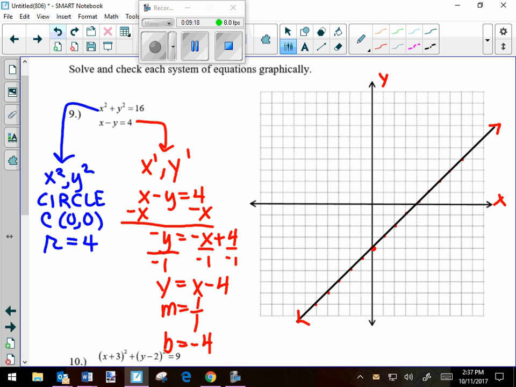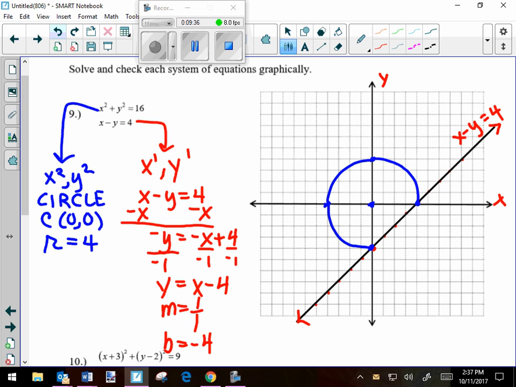This is x minus y equals 4. I also need to graph that circle. I go to 0, 0. I count 4 in every direction. Notice when I count 4 in every direction and graph my circle, and you may want to use a compass for this if you're not good at drawing these.